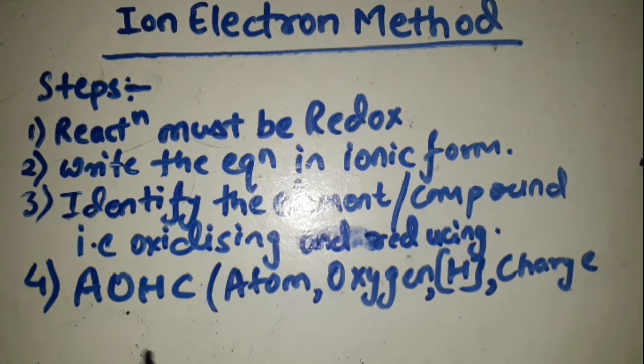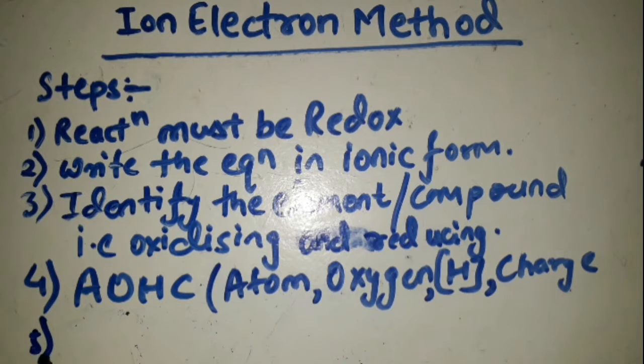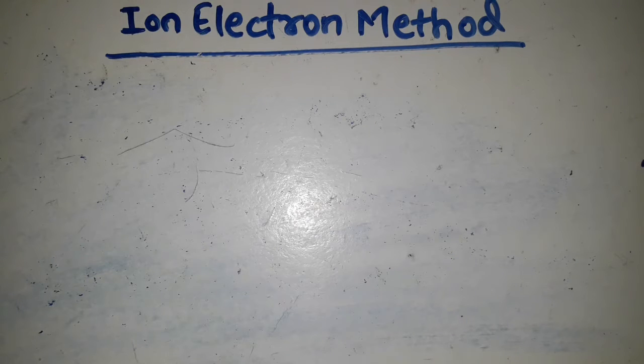Another step is that if the reaction is in basic medium, then we should add OH minus ions. And after all these steps, our last step is to check whether all the atoms and charges are balanced or not. Now we will explain it better with the help of an example.